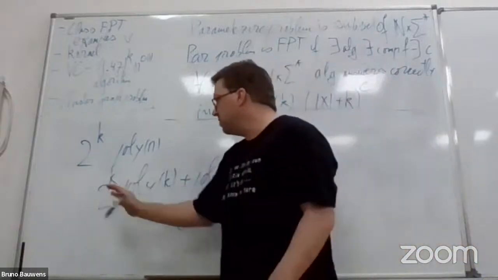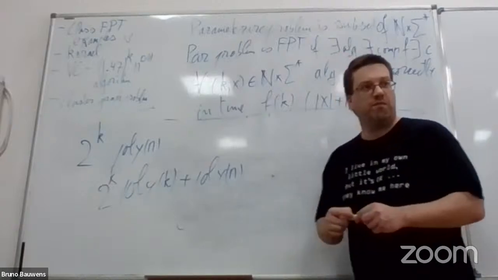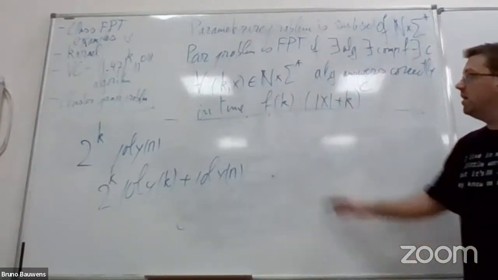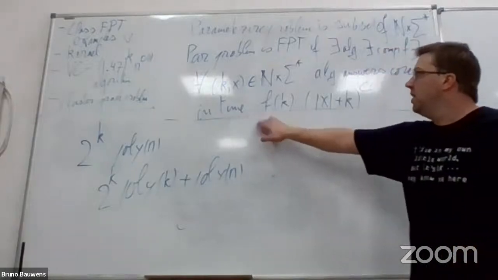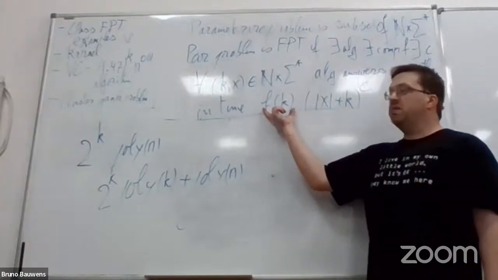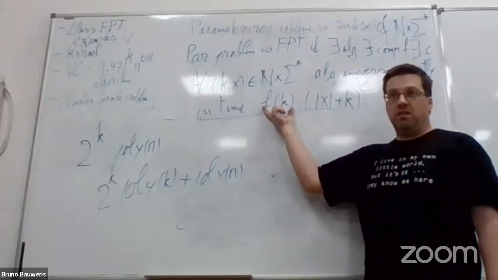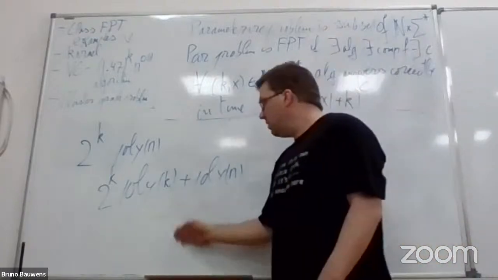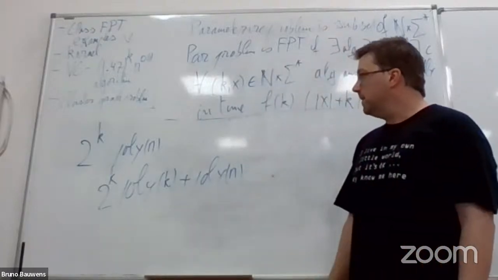This is our plan, to minimize the exponent. For FPT, f of k is exponential time. Yes, here is the exponent. So when we know that a problem is in FPT, then our focus is on decreasing this function.